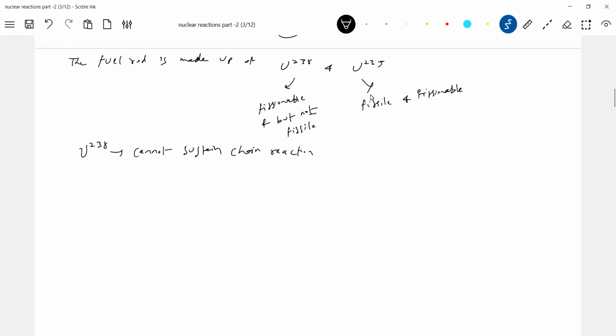For uranium-238 to undergo fission, suppose a uranium-238 nucleus captures a neutron. What should be the kinetic energy of this neutron? It should be greater than around 1.4 mega electron volt. If it is greater than 1.4 mega electron volt, then uranium-238 will capture it and undergo fission. Can you guarantee that the emitted neutrons will have this much energy? Not necessarily.